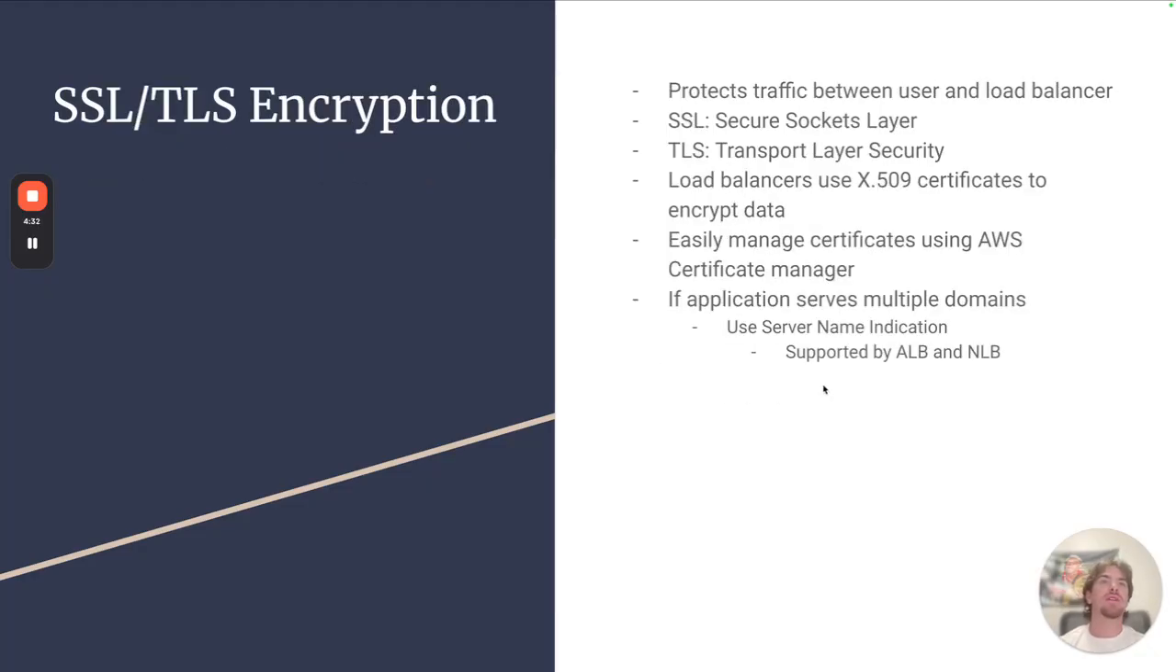Next up, we have SSL and TLS encryption, which protects traffic between your users and your load balancer. SSL, or secure sockets layer, is the older term, while TLS, transport layer security, is the modern standard. In AWS, load balancers use X.509 certificates to encrypt data in transit. You can easily manage these certificates using AWS Certificate Manager, with no manual renewals or complicated setup needed. If your application serves multiple domains, you can use server name indication, or SNI, which allows a single load balancer to handle multiple SSL certificates. ALB and NLB support SNI, but the older classic load balancer does not.